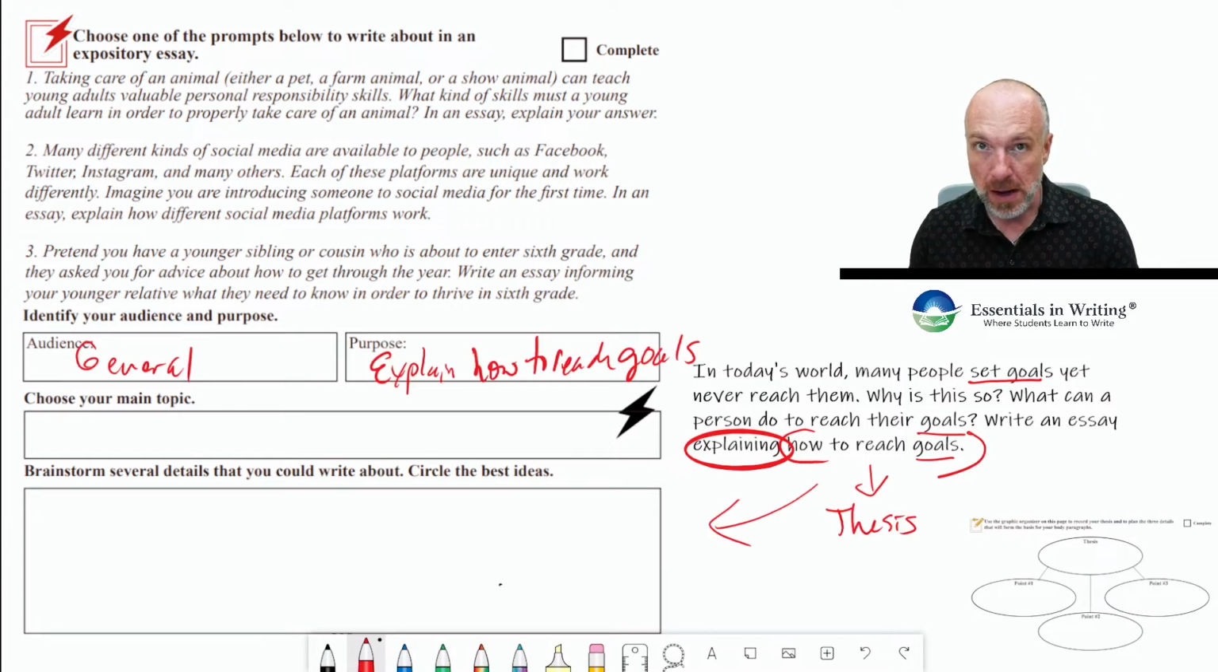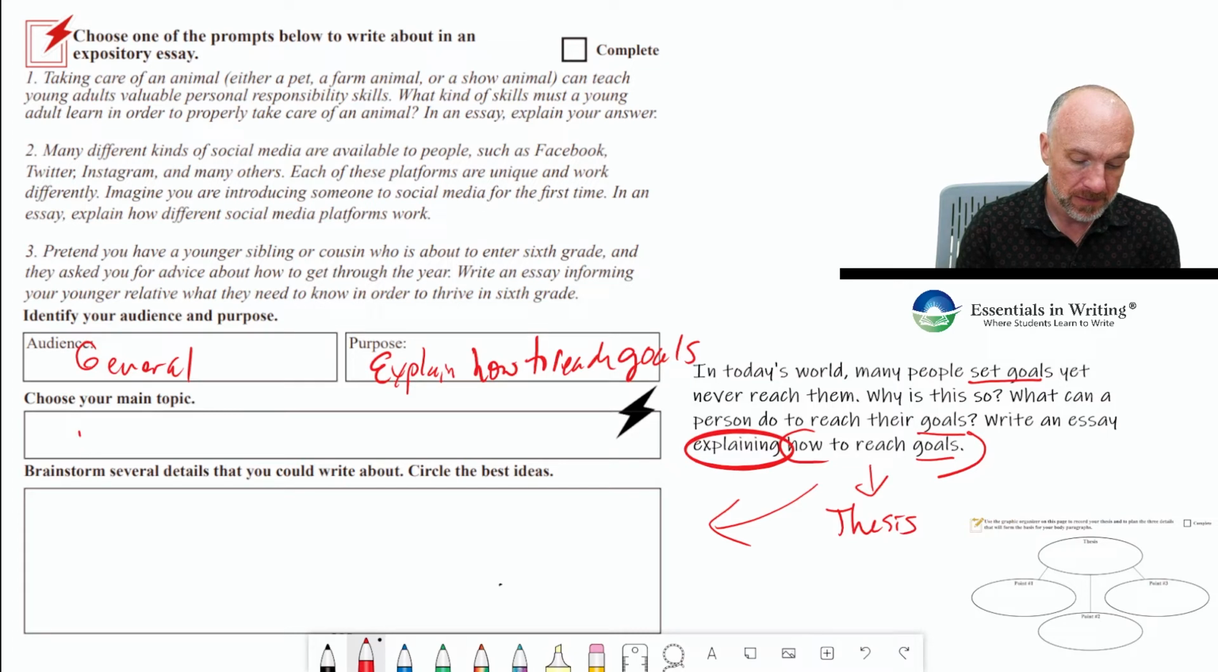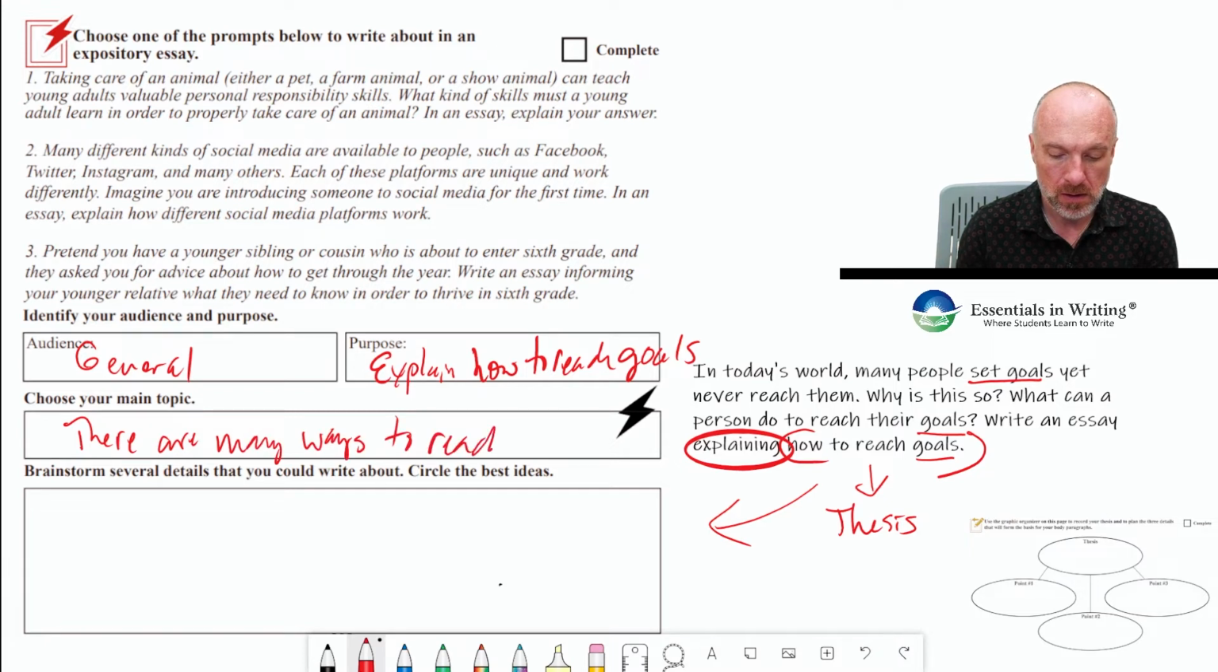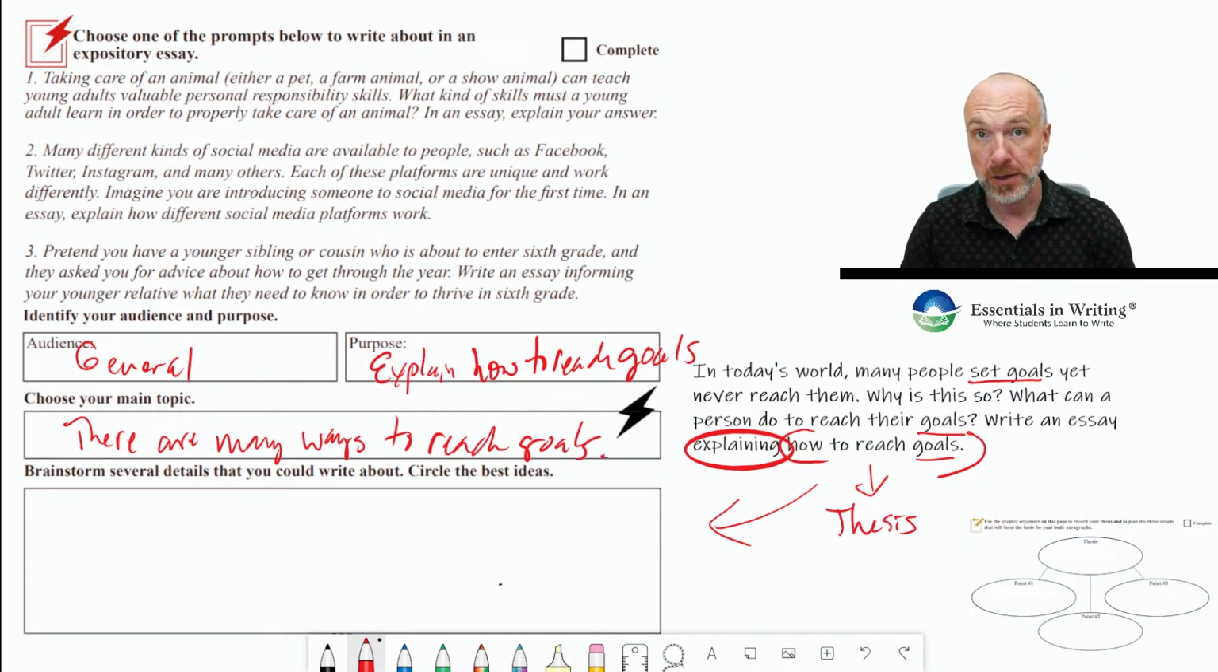So my main topic is there are many ways to reach goals. And that's probably going to be similar to what my thesis is going to be. So now I have to brainstorm about details that I could write about. So, what are some things that I think might be important to help me reach goals?